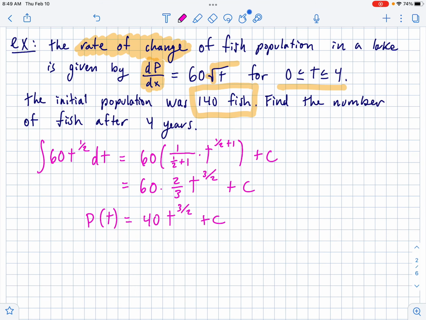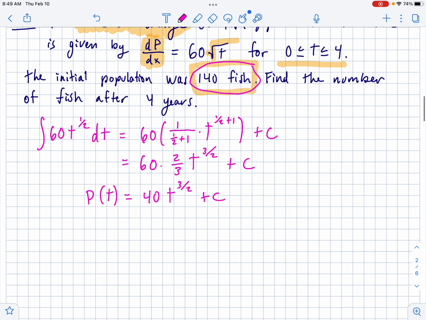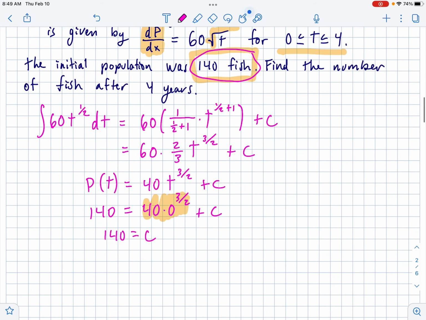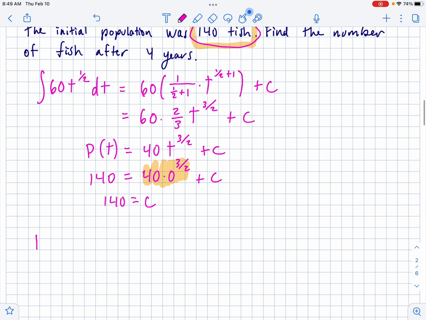Now the initial population was 140. That means if you feed in a t of 0, you should get out a 140, and thus we can solve for our c value. So 40 times 0 to the 3/2 plus c. This whole chunk right here is just 0. 0 to any power is 0. 0 times 40 is 0. So c is 140. So that means that our function p of t is 40 t to the 3/2 plus 140.